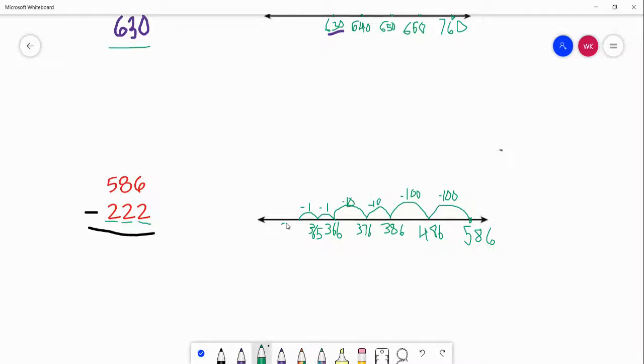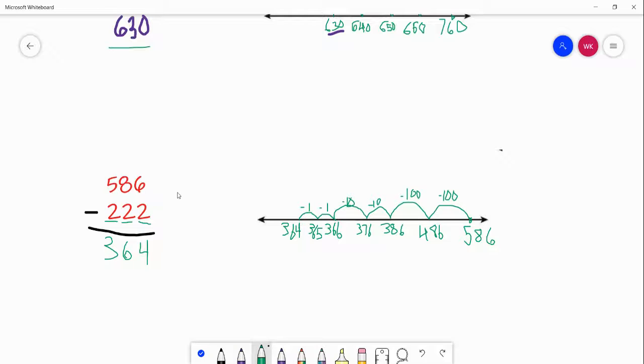And then last but not least, 364, because 365 minus 1 equals 364. So I'm going to write that in, 364.